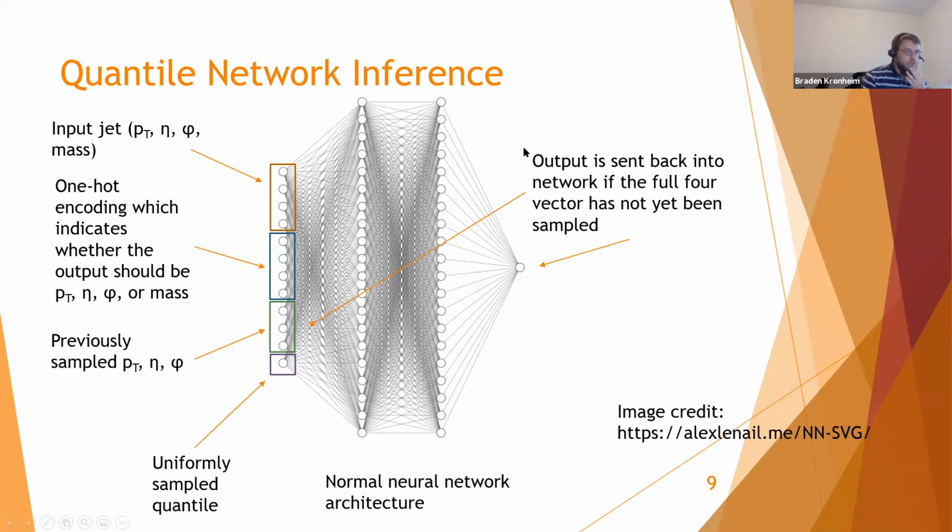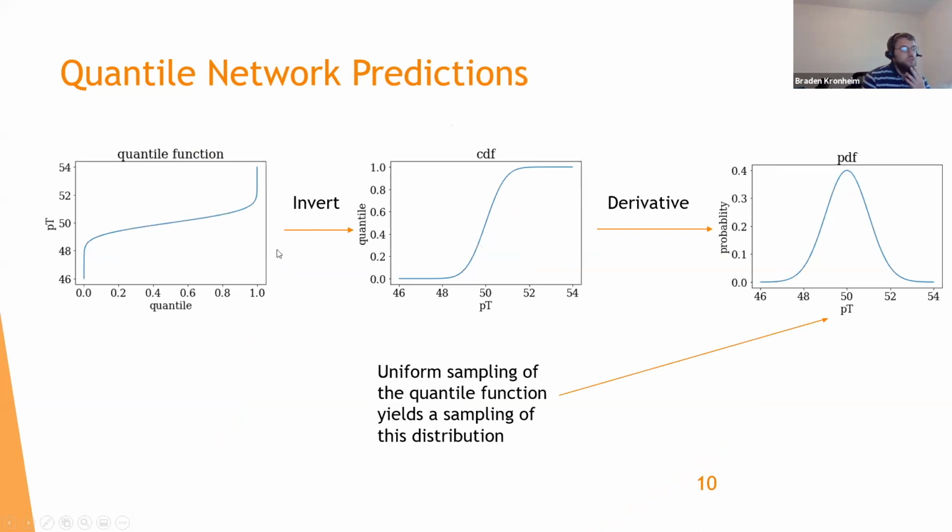And after 4 runs, you will have a sample of PT, eta, phi, and mass of the output jet given this input jet. Yeah. So these actual predictions, it's an interesting question to ask how we actually use them. For a one-dimensional problem, the rawest output is just this quantile function. Instead of randomly sampling the quantiles, we just go between 0 and 1 in a discrete manner, and we map out this function.